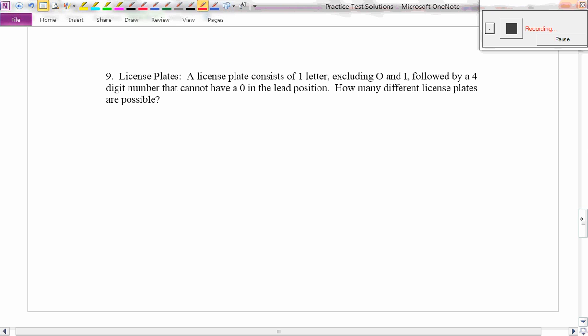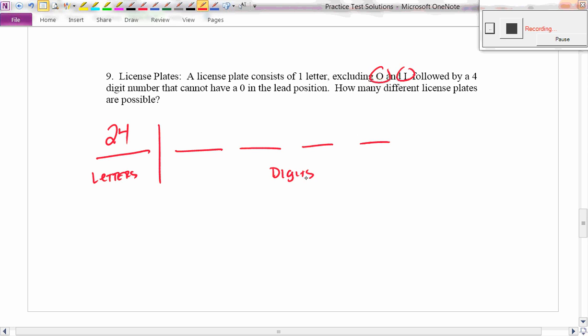Number 9, a license plate consists of one letter followed by 4 digits: 1, 2, 3, 4. The letter cannot be a 0 or an I. That leaves me with 24 choices for my letters, right? Because there's 26 in the alphabet, but it can't be a 0 or an I. Then I have my digits over here, and it cannot be a 0 in the lead position.